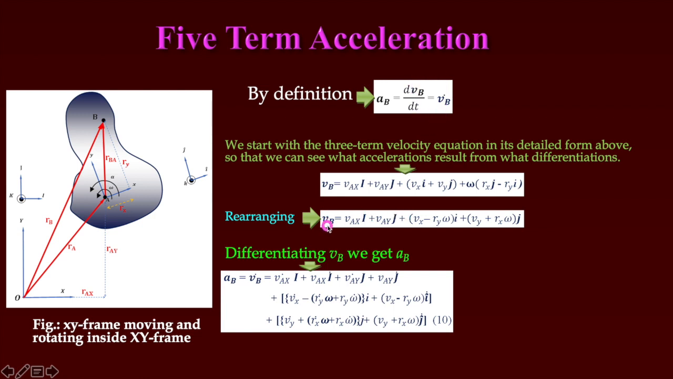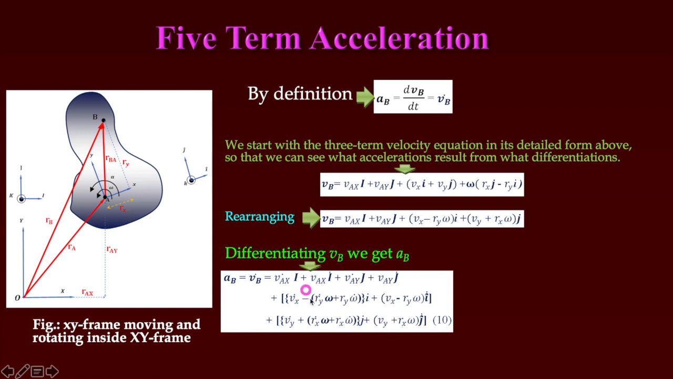Now differentiate it as per this equation. Vb is this, so differentiate with respect to t. Then we are getting v dot ax, where v dot means dvax by dt, times i. Again Vax into i dot, meaning di by dt, and so on. Now we are getting another equation, equation 10. So this is the equation for acceleration.